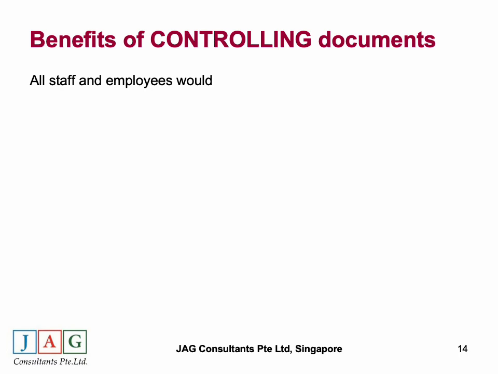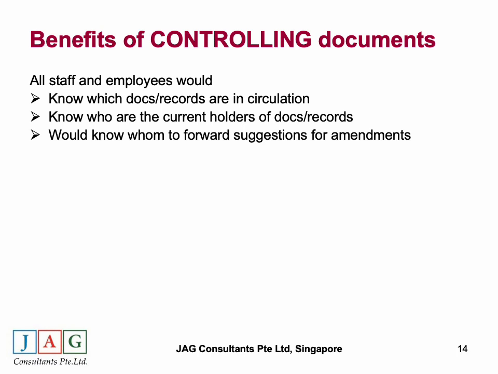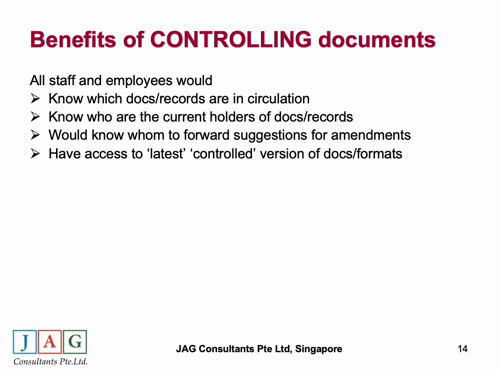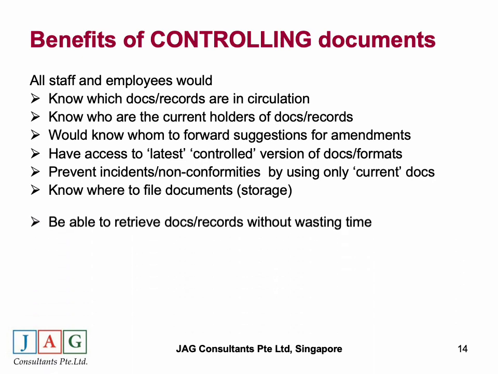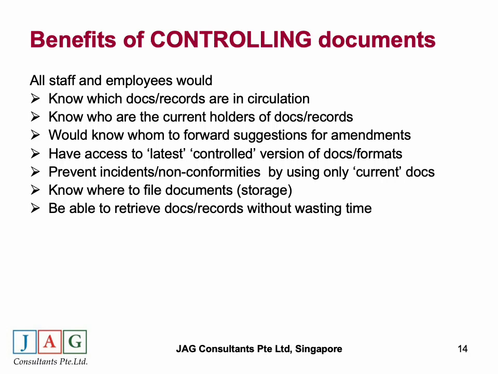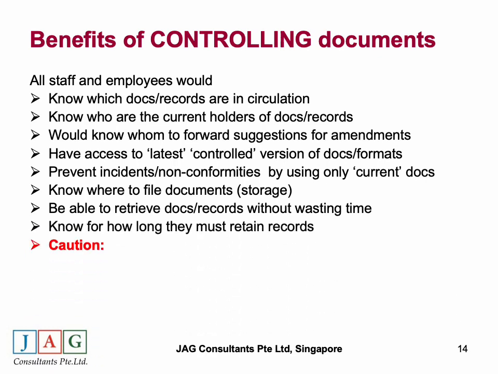Now, benefits of controlled documents. All staff and employees would know which documents and records are in circulation, who the current holders of these documents are, and whom to forward suggestions for amendments to any documents. They will have access to the latest version of documents. You will be preventing incidents and non-conformities that may occur by use of obsolete procedures, obsolete formats, obsolete checklists, right? They would also know how to file the documents and be able to retrieve them without wasting time. Very important. A lot of time is wasted retrieving documents and records because of incorrect storage. They would know how long documents must be retained.